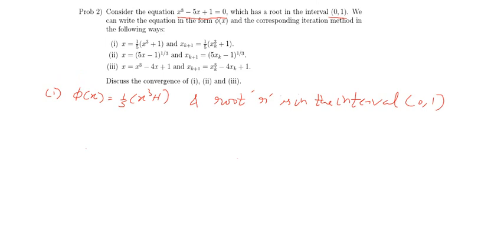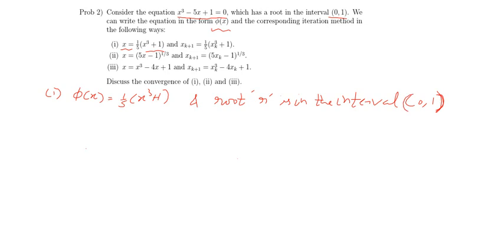Okay, so what is further given is that we can write the equation in the following form, phi x, and the corresponding iteration method in the following ways. So I will discuss the first case. Here phi of x is 1 by 5 x cube plus 1, so x equals 1 by 5 x cube plus 1. So x equals phi of x, where phi of x is 1 by 5 x cube plus 1, and it is given that the root r lies in the interval 0 to 1.